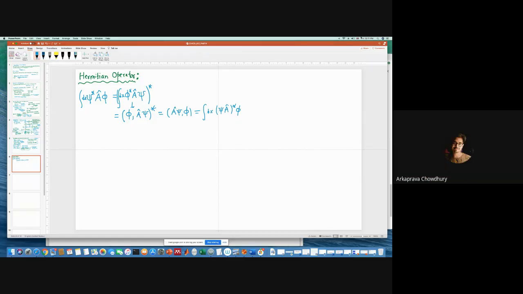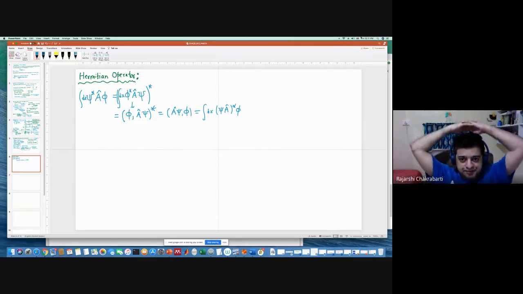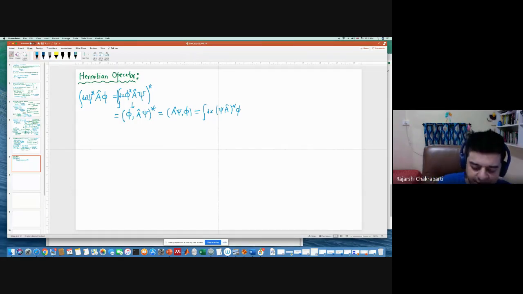Sir, can we change the position between A and psi? Yeah, you can change, because I put a bracket there. Basically what I'm saying is that if I write it this way, I mean that A operates on psi. That's what I mean. And this is exactly what was done in the last class. Go and check. You can also put A and psi as I put earlier. Okay.